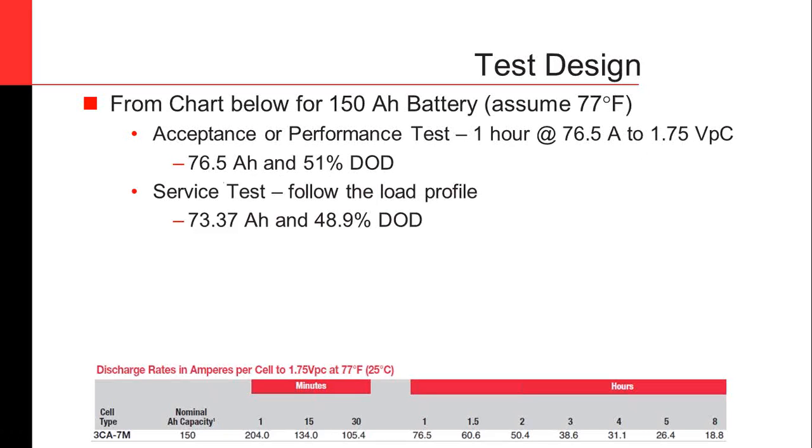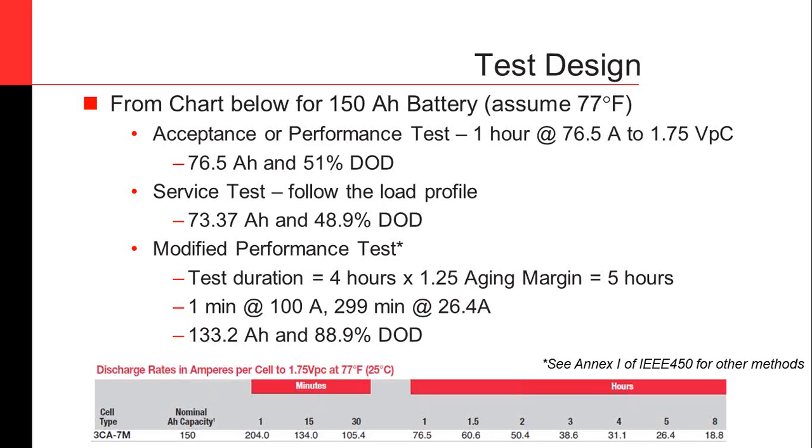When I look at a service test, again, remember this is in an as-found condition, and it's just based on the ability to meet the load. So I'm going to follow the load profile exactly of 1 minute at 100 amps and then 239 minutes at 18 amps. And I've already calculated the 73.37 amp hours, and that's a 48.9%, or roughly half of a depth of discharge, so half of a cycle.